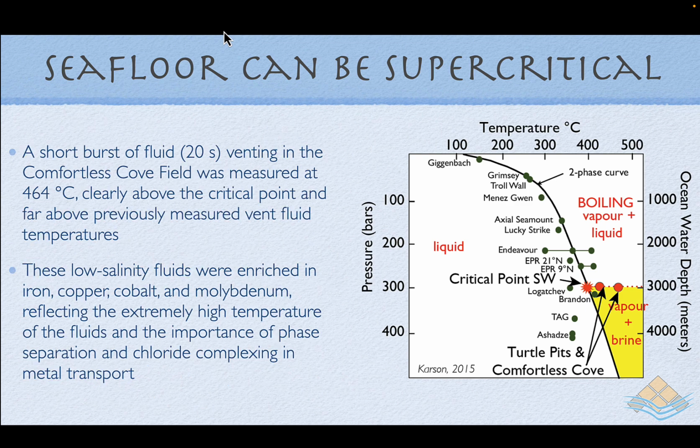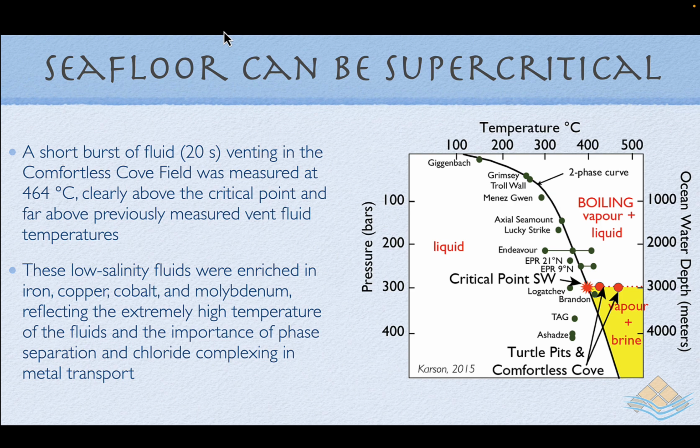When temperatures were being measured, there was a short burst, around 20 seconds, of venting of these bubbles, where the temperatures measured were 460 degrees centigrade at a depth in the ocean of 3,000 meters. So these are clearly at temperatures and pressures above the critical point. And as you can see from those red circles, these are some of the hottest fluids observed in venting smokers. The sampling of those fluids showed that they were enriched in iron, copper, cobalt, and molybdenum, which once again is reflective of that extremely high temperature, and the importance, therefore, of phase separation and chloride complexes as metal transporters in the fluids issuing.